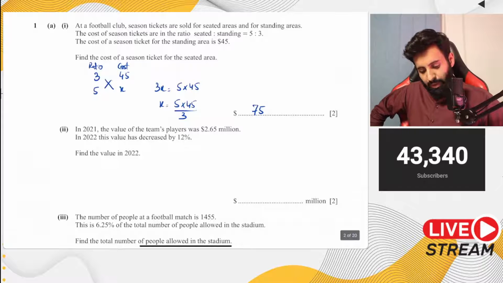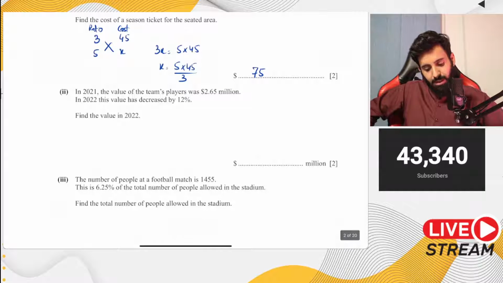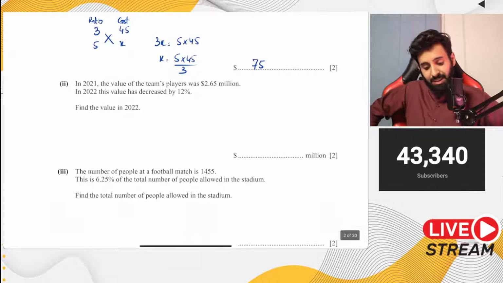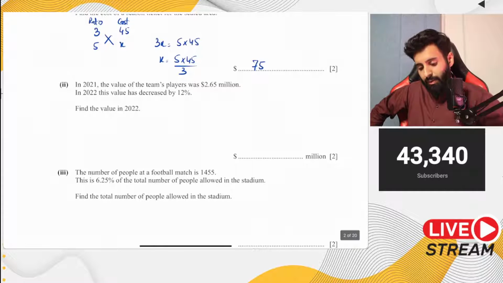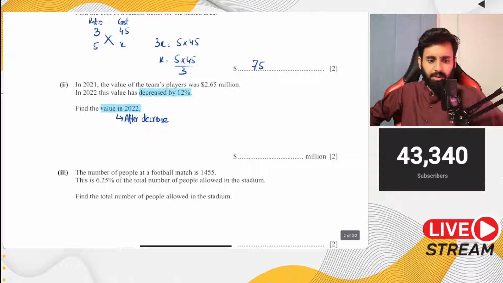Now, part 2. Part 2 says in 2021, the value of the team's players was 2.65 million. In 2022, this value has decreased by 12%. Find the value in 2022. So we have to find the value after decrease. Okay, now, there are a lot of ways of doing this. You can first calculate 12% and then subtract, or you can just multiply by 88%. That's also perfectly all right.